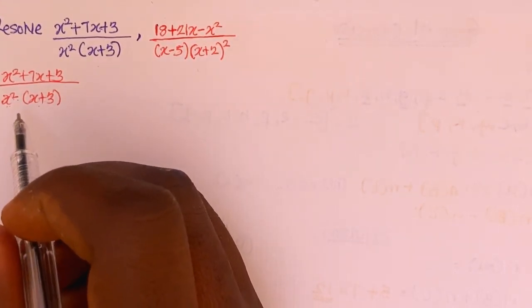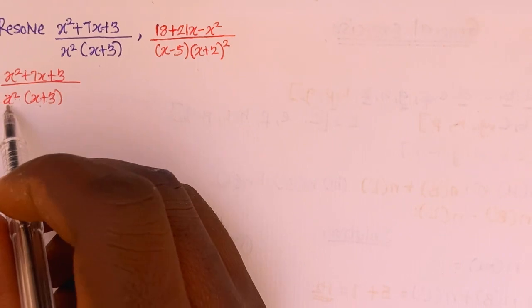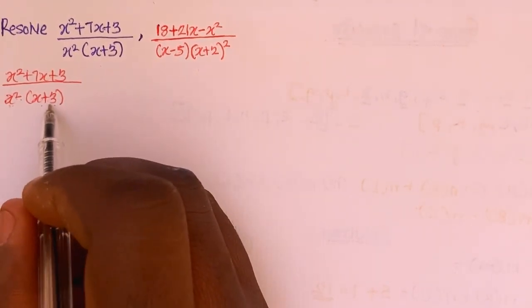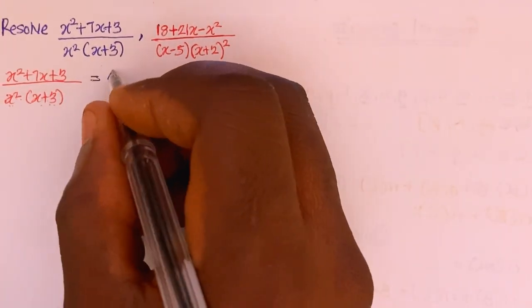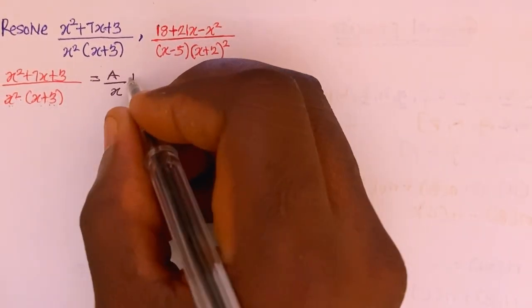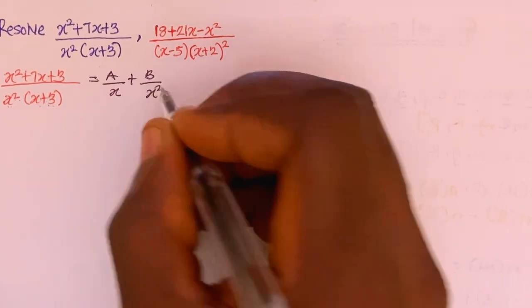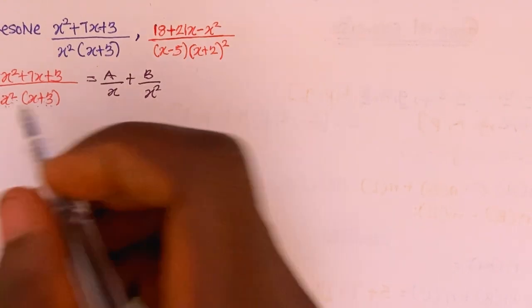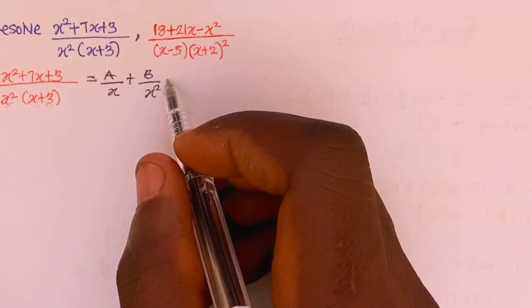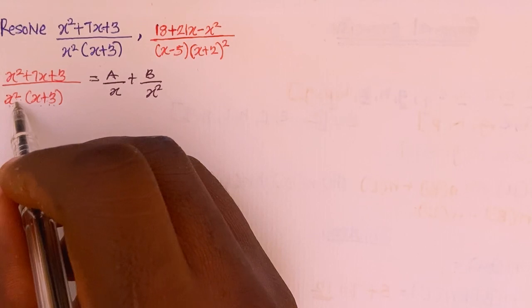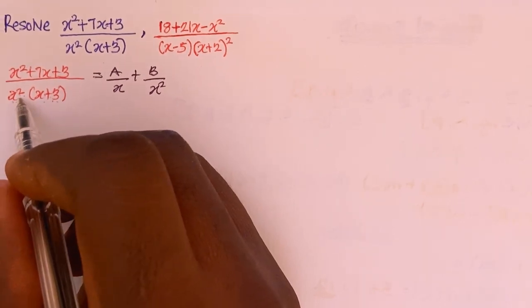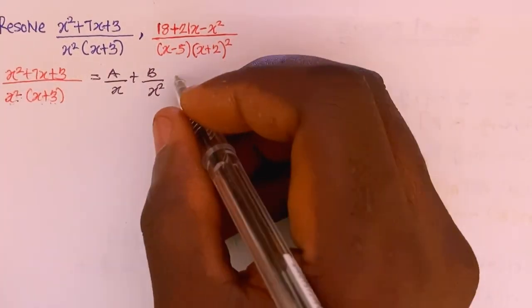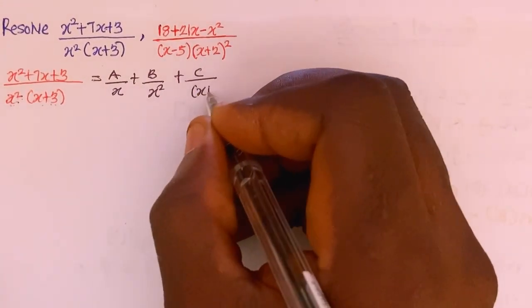So one thing I'm going to do here is that I'm going to repeat this, but I'm not going to repeat this one, since it is a linear factor. So here I'm going to have this equal to A over x, then plus B over x squared. I'm not going to say this will be Bx plus C, no. This is a repeated factor, not a quadratic factor. You understand what I'm saying? The power of x here is actually 2. So here I'm going to have this plus C divided by x plus 3.